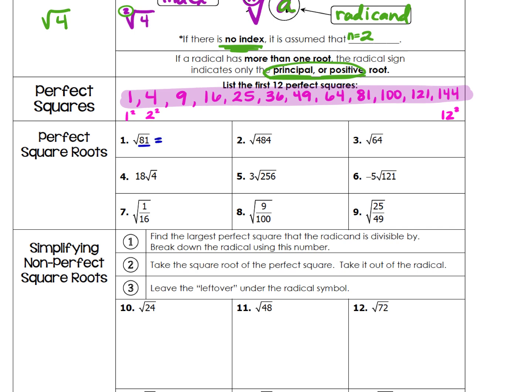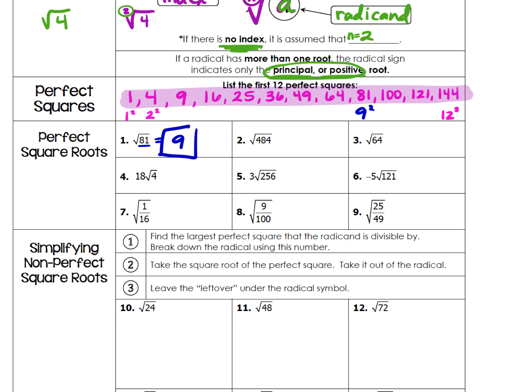So if this number has been squared to become 81, the square root undoes that. So essentially we're saying what times itself equals 81, and it is 9, right? 81 is 9 squared. So your square root of 81 is 9.